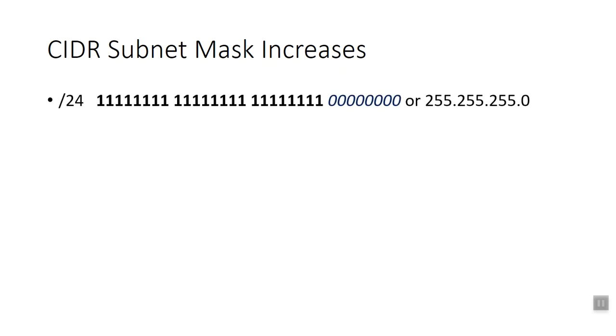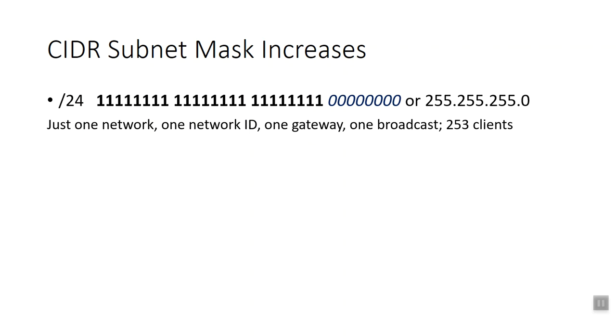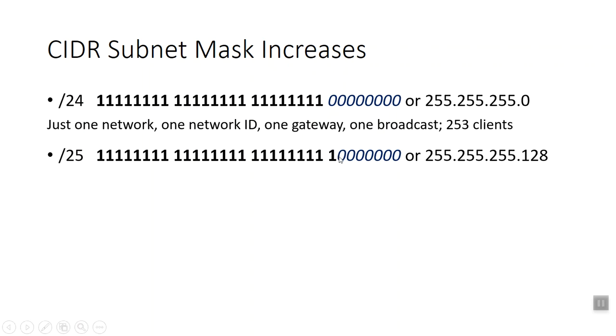Let's look at how, if we increase the subnet mask, that changes the values along the way. So with a /24 subnet mask, we have 24 ones and 8 zeros, or a decimal value of 255.255.255.0. And that means there's just one network with 253 clients, a network ID, a gateway address, and a broadcast address. But if we use CIDR and slide to the right just one place, now we've added a 1, we have 7 zeros. That has increased the value of the subnet mask from a .0 to a .128.